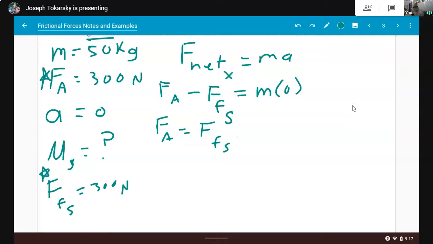All right? But our goal is to find the mu, so I've got to break it down. I'm going to do that substitution. If applied force equals static friction, and from one of our new core equations for static friction, at the breaking point, it equals mu static times the normal force, right?